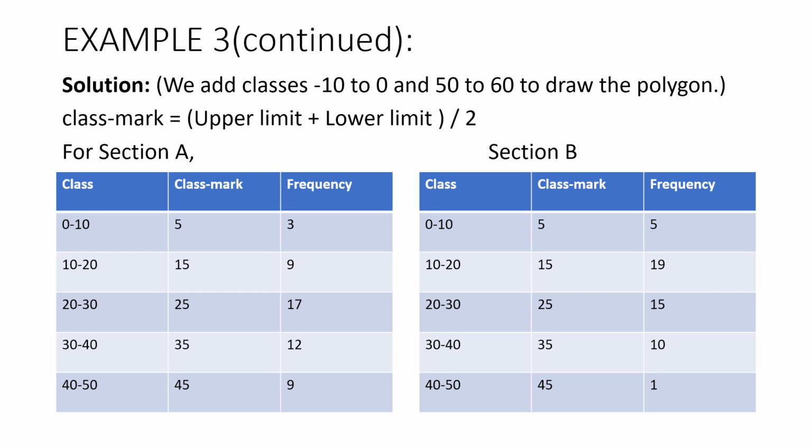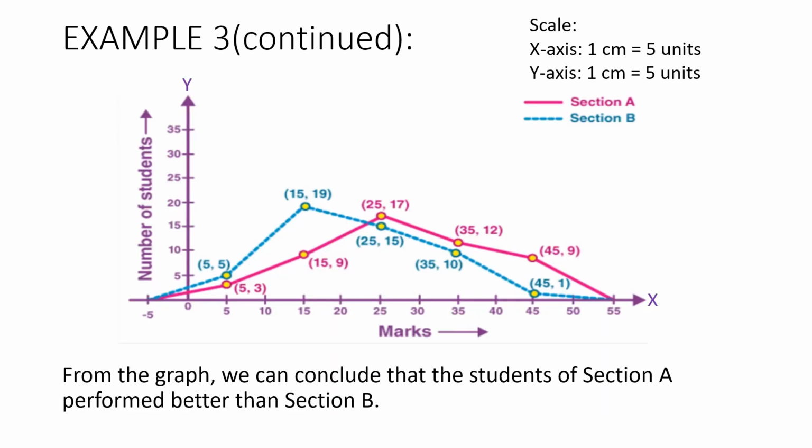Remember, when we draw the polygon, we will add extra classes. 0 to 10, the class previous to that would be minus 10 to 0 and its midpoint would be minus 5. Similarly, the class after 40 to 50 will be 50 to 60 and its midpoint will be 55. We have obtained two frequency polygons for section A and section B on the same graph paper. On the x-axis you have the midpoints which are plotted, and on the y-axis the frequency.